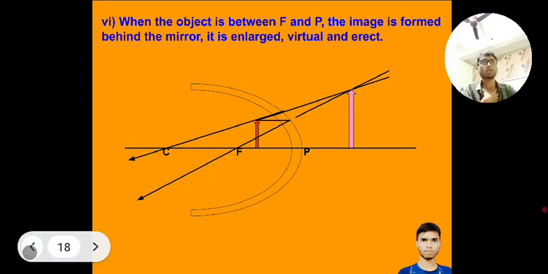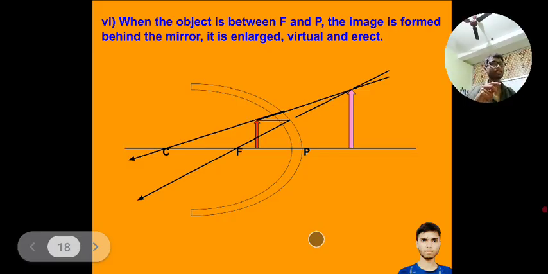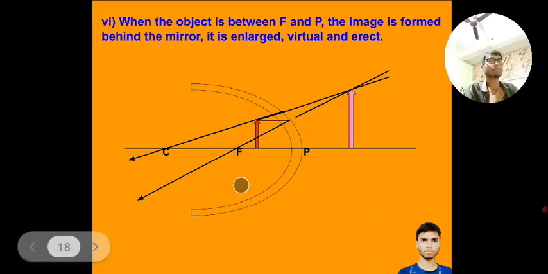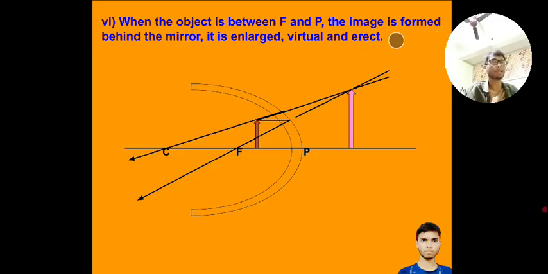Now next you have, what if the object is between F and P? Then what will happen? In that case you will realize something else, and it is different from the previous discussion. When the object is between F and P, the image is formed behind the mirror.